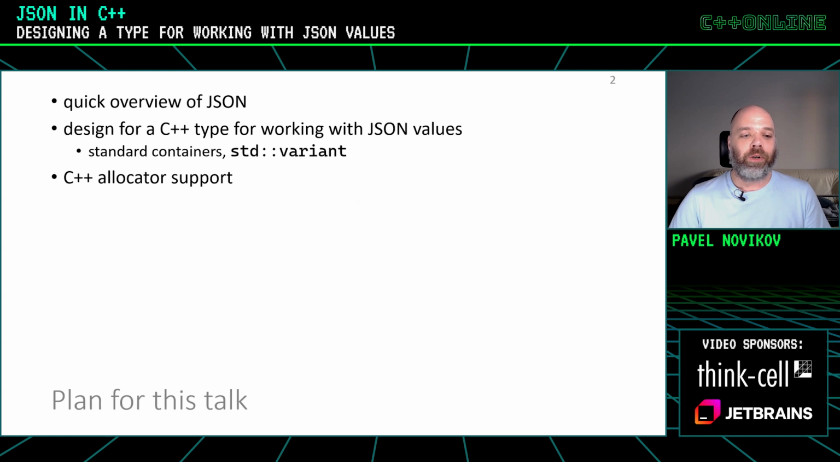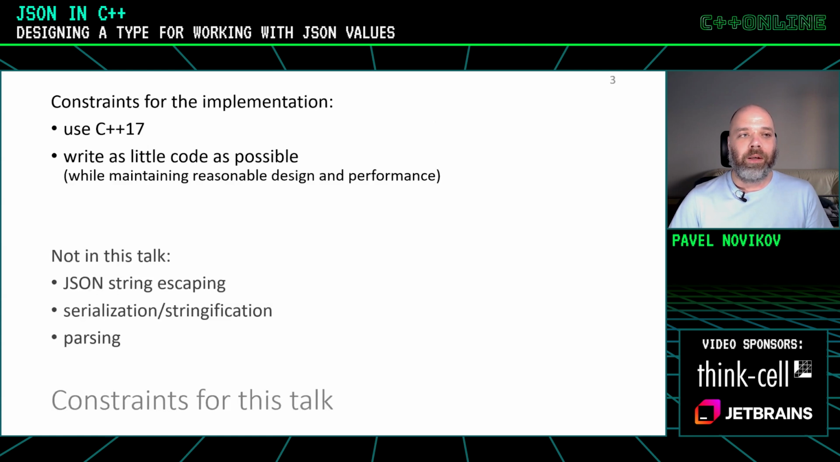So in this talk, we'll discuss a quick overview about JSON, and a design for a C++ type for working with JSON values. Basically, this talk is a case study for designing a type for working with, in this case, JSON values. We'll cover standard containers and std::variant and how to work with them. And at the end, we'll add support for C++ allocators to our code.